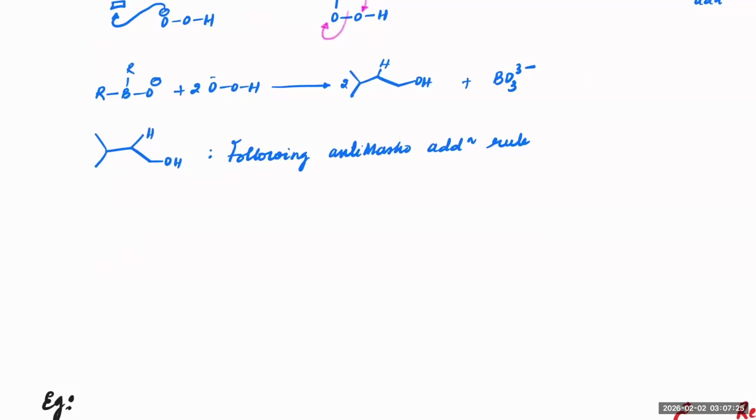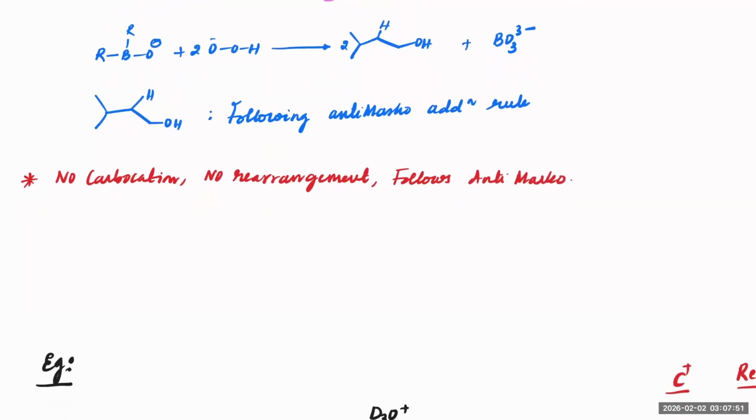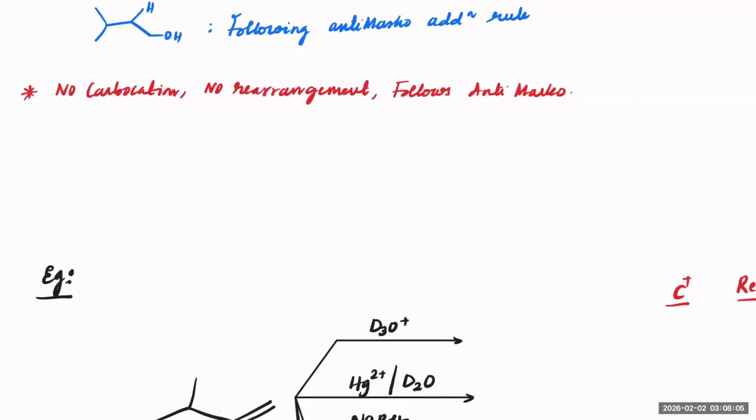So the important pointers here. Again, no carbocation. You will see no rearrangement, but it follows the anti-Markovnikov rule. Okay. So that way you will get this as an alcohol part. Anti-Markovnikov.